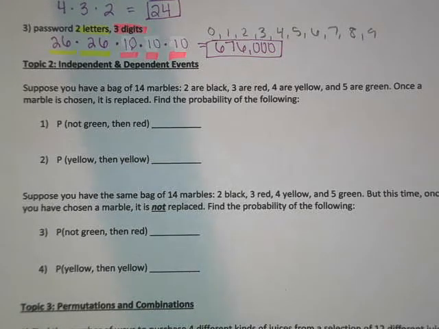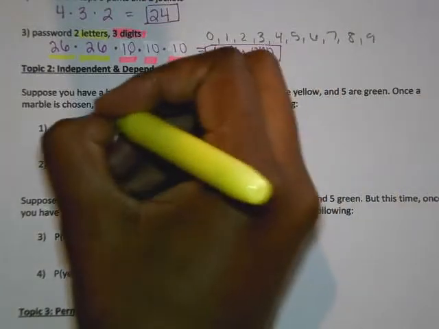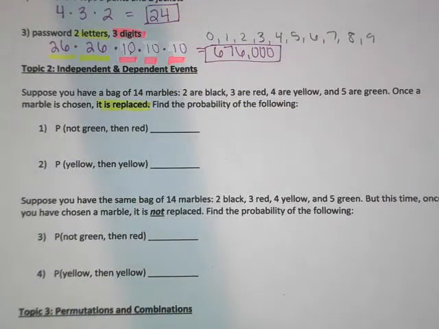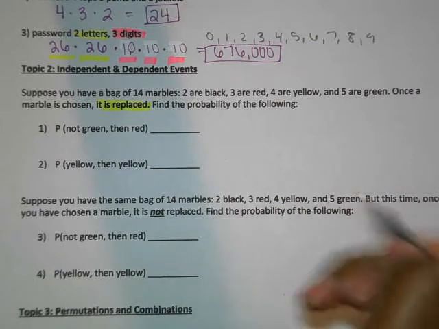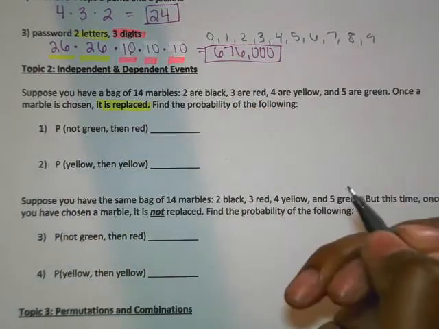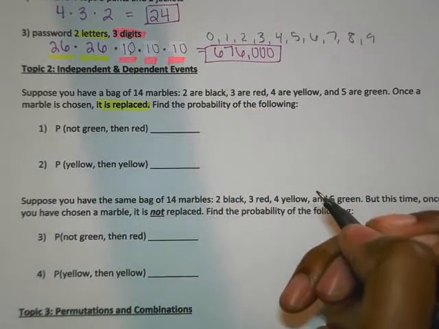All right, so what's important here is this right here. They're telling you it is replaced. So that means if there's a bag of marbles and you're pulling one out, you're actually putting it back in each time after you pull it. This P here stands for probability. So what is the probability of not getting green and then getting red?